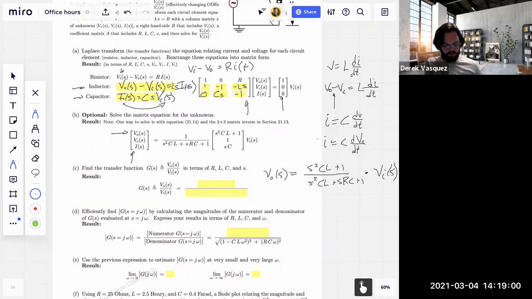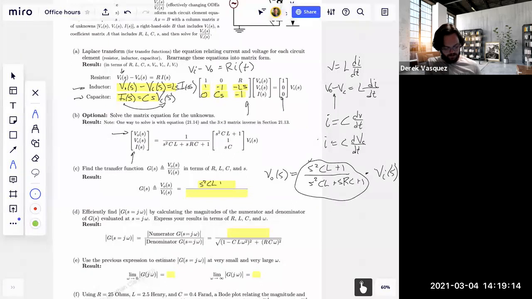And then we've got V0 equals this times VI. So to get V0 over VI, we're just left with this fraction there. So our transfer function is s squared CL plus 1 over s squared CL plus sRC plus 1. And that's our transfer function. Questions about that?